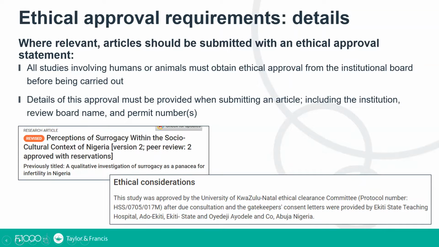In the screenshot on your slide, you can see a very good example of an ethics statement from an article. It has very clearly stated the information that is required, which is the institution, the review board name, and permit number. All these ethical considerations need to be clearly stated. It is required in social sciences research as well. If you're submitting a survey, an interview, or a questionnaire, or anything that involves data from humans, even if it is online or in person, it needs to have an ethical approval statement.